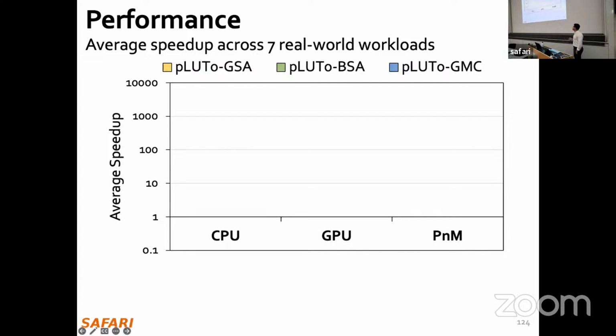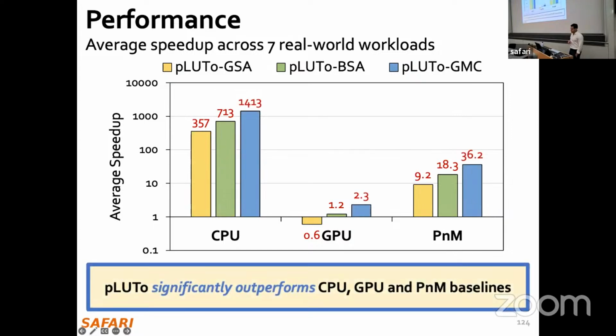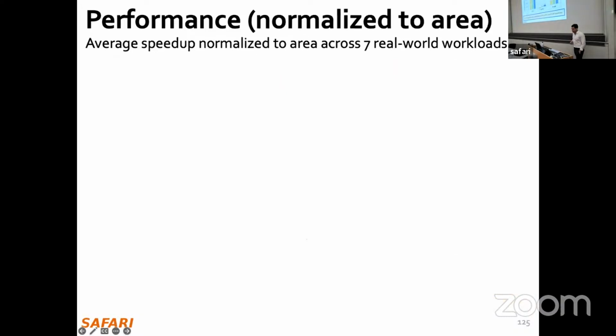So here is the performance of PLUTO compared to the CPU, GPU, and we also have a processing near memory architecture. We use 3D stacked memory with some logic for computation, and we see that PLUTO, depending on the configuration that we use, can outperform those architectures with varying ranges, depending on the baseline architecture, of course.